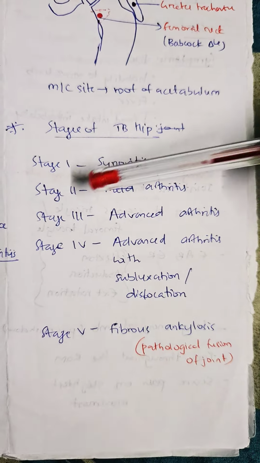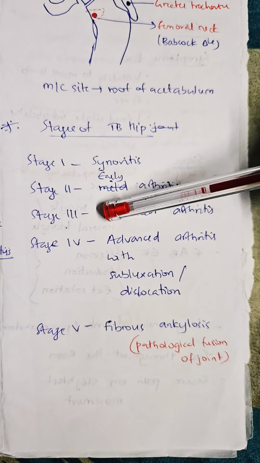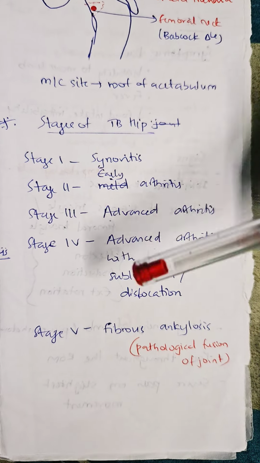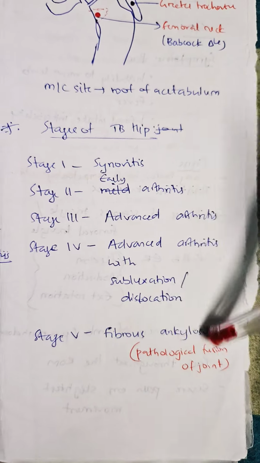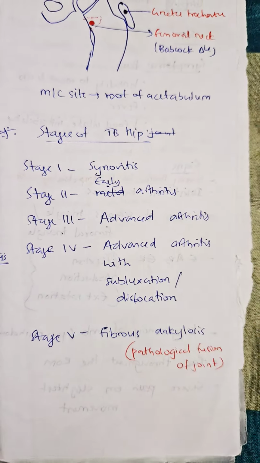Stages of TB hip: there are 5 different stages. Stage 1 is synovitis. Stage 2 is early arthritis. Stage 3 is advanced arthritis. Stage 4 is stage 3 plus subluxation or dislocation. And stage 5 is fibrous ankylosis, where ankylosis means the fusion of joints. So there can be pathological fusion of joints.